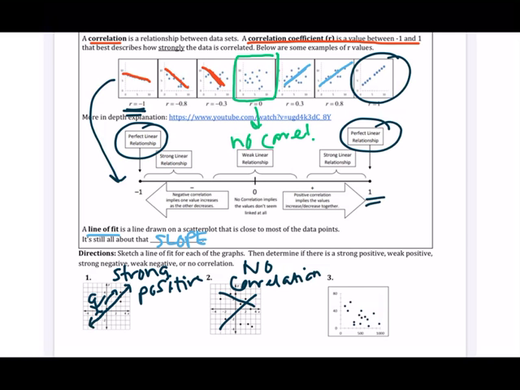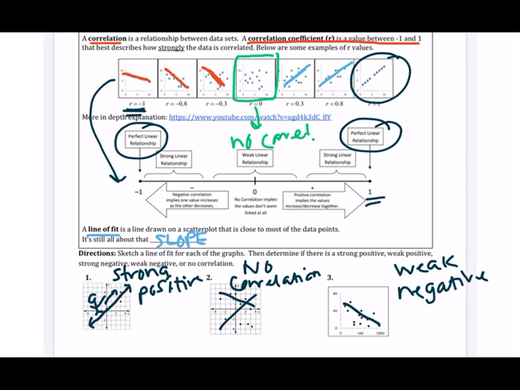And then number 3, these points look like they're getting smaller and smaller and smaller. I could draw a line that looks like this. I would say that slope looks negative, but it doesn't look very strong. If I compare that to number 1, this is a very weak correlation. So this is a weak negative correlation.